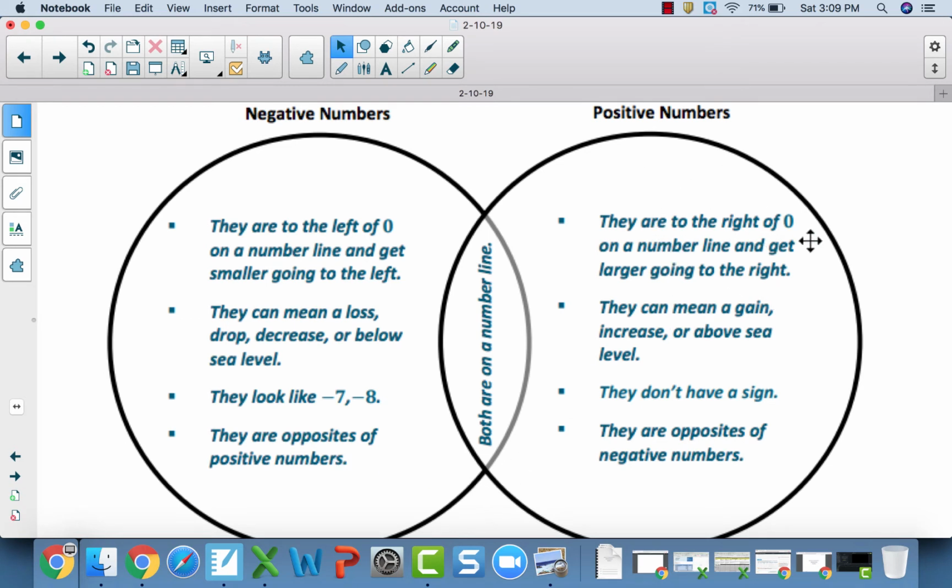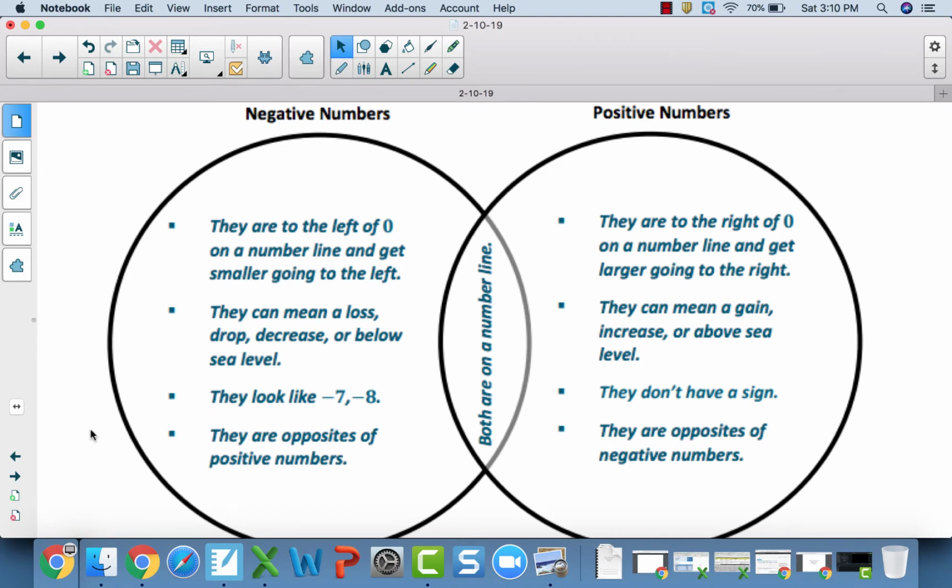Positives are to the right of 0 on a number line and get larger by going to the right. Some terms could be gain, increase, above sea level. They do not usually have a sign, or you can put a plus in front of them, but all numbers are considered positive if there's no sign, and they are opposites of negatives. Both kinds of numbers can be on a number line. Also, maybe you have something about being able to use absolute value to calculate both of their distances from 0. But these are just a few things that are listed in the Venn diagram.